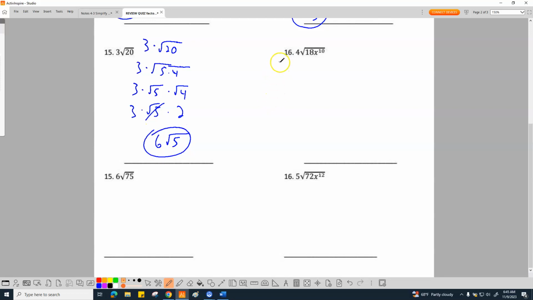So let's see if we can do that one on 16. Now we're dealing with numbers, y'all. I'm going to break this apart. 4 times the square root of 18 times the square root of x to the 10th. Now, with the rules we learned yesterday, when there's an even number for exponents and we take the square root, all we have to do is divide that number by 2.